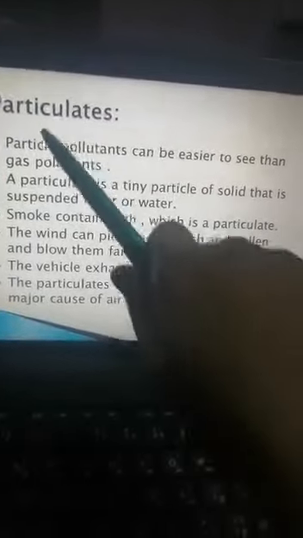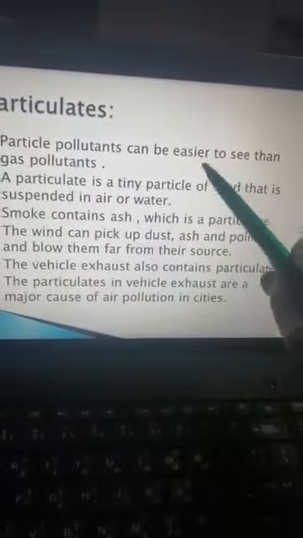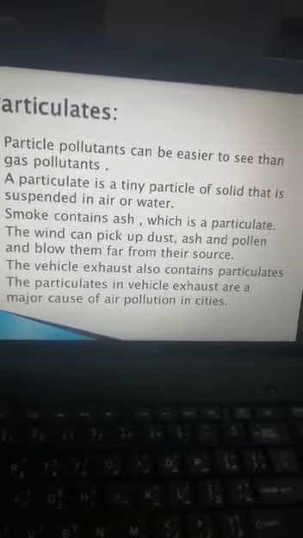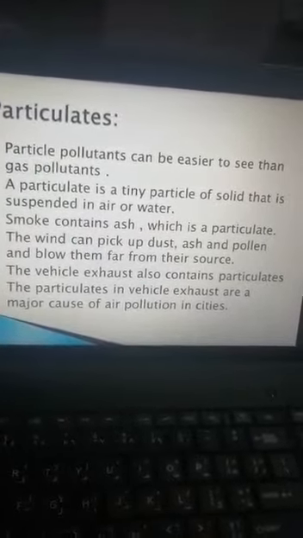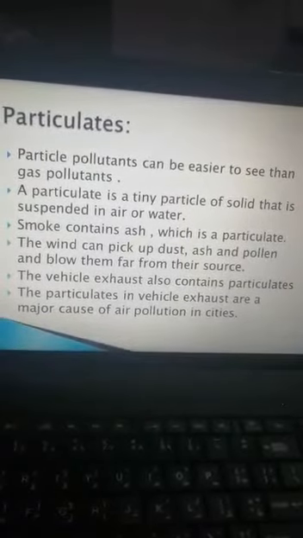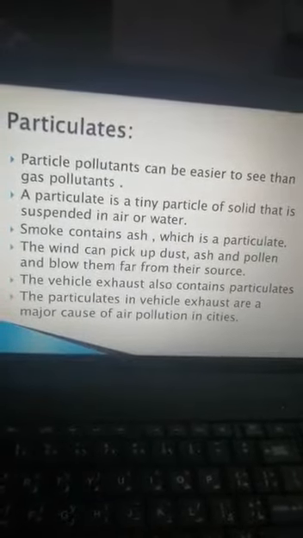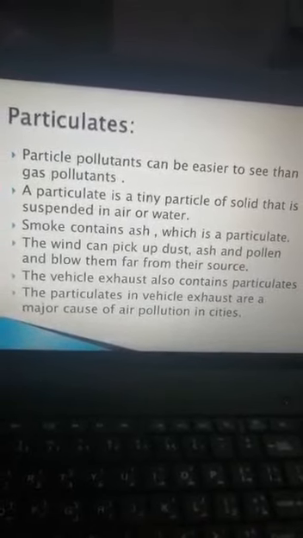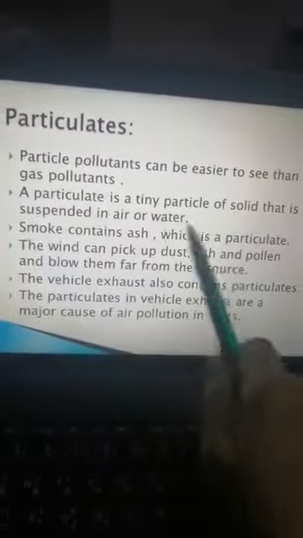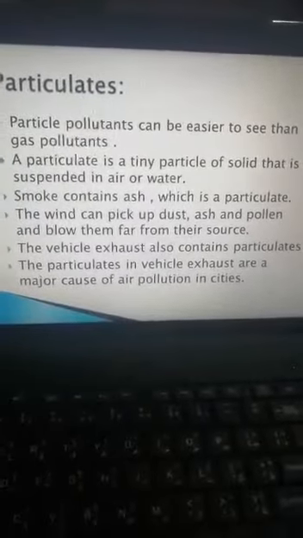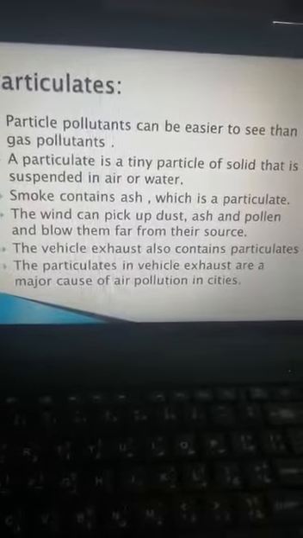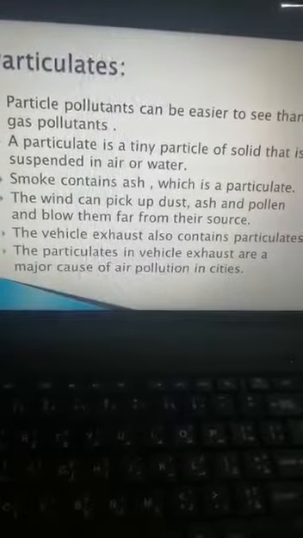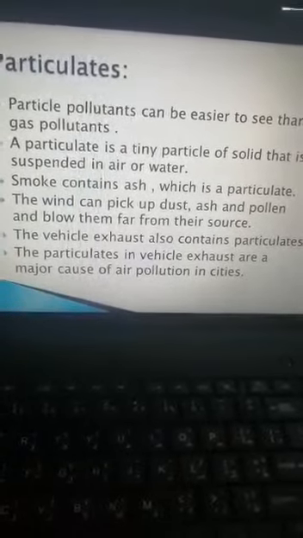Again, particle pollutants can be easier to see than gas pollutants. Why? Because a particulate is a tiny particle of solid that is suspended in air or water. Smoke contains ash, which is a particulate. Smoke is considered as what? Yes, a particulate. The wind can pick up dust, ash, and pollen and blow them far from their source.